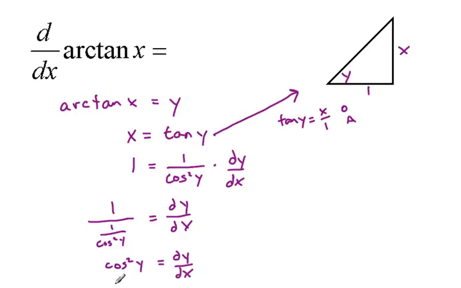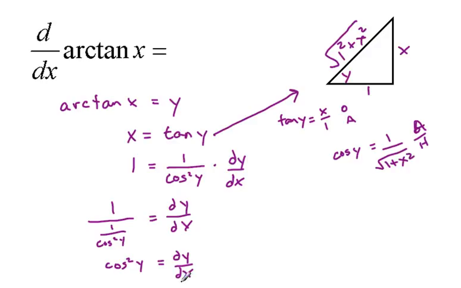Now down here what we're interested in is the cosine of y. So we know that the cosine of y equals, let's see, not opposite, adjacent over hypotenuse. My adjacent side is 1, and I need to figure out my hypotenuse. I use the Pythagorean theorem, so 1 squared plus x squared. Take the square root of that, and I can see that's going to simplify to the square root of 1 plus x squared.